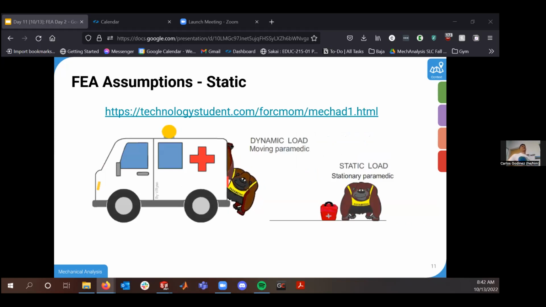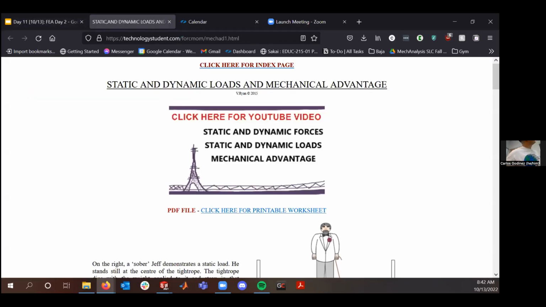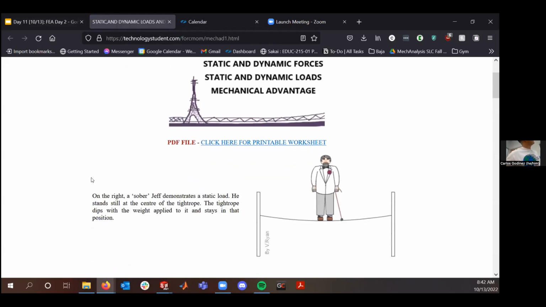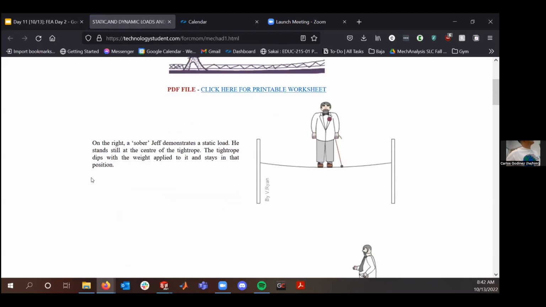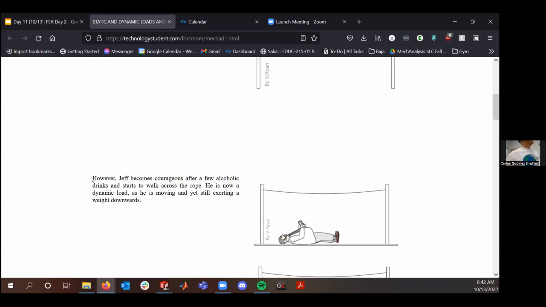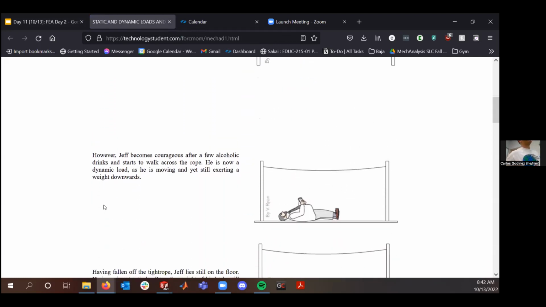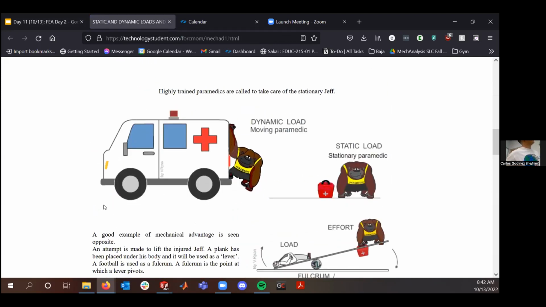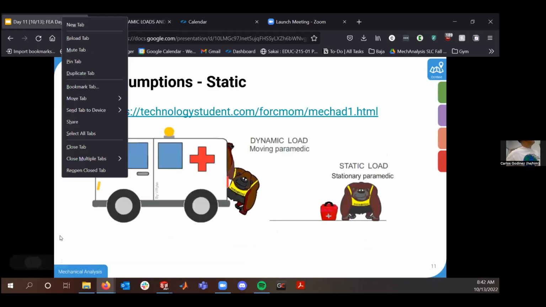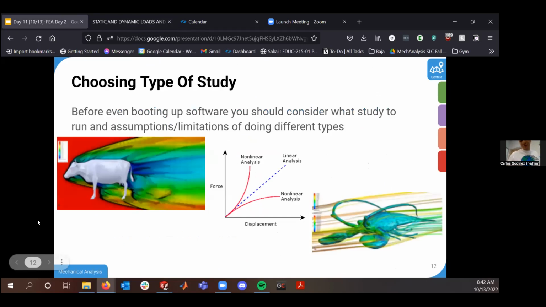Also just fun, weird stuff. You're welcome to click through that. Actually, I'll do that right now. They have this weird story of this guy, if you're looking to understand mechanical advantage: sober Jeff is a static load, drunk Jeff is a dynamic load. And they had a bunch of fun stuff. So I would recommend that for fun.